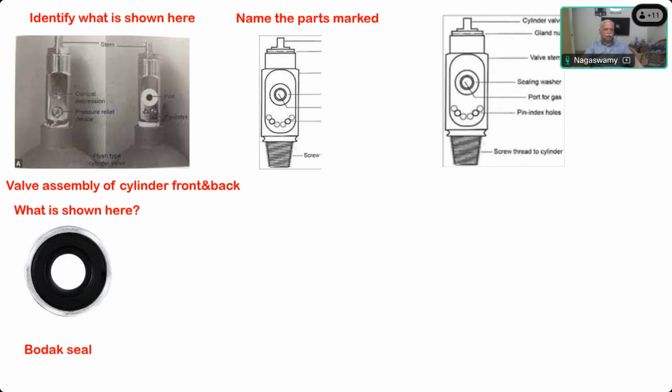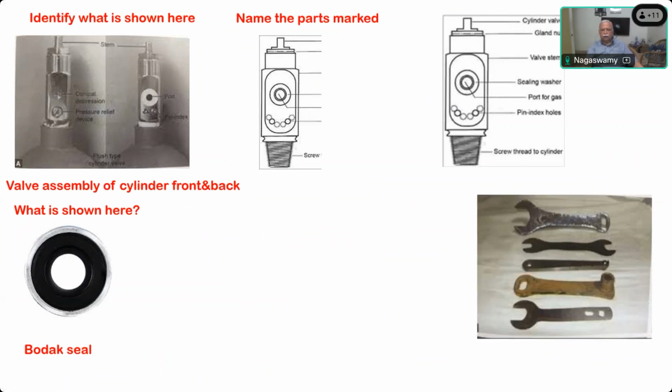Okay, so that is the manufacturing component of the Bodok seal. They ask you this in the examination. So an aluminum ring holds the neoprene washer in the middle. Okay, that is how the Bodok seal is formed.